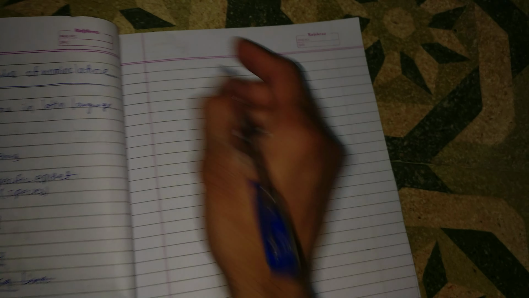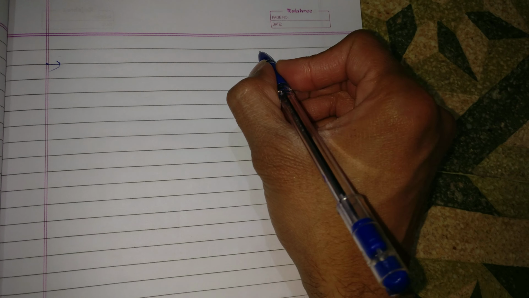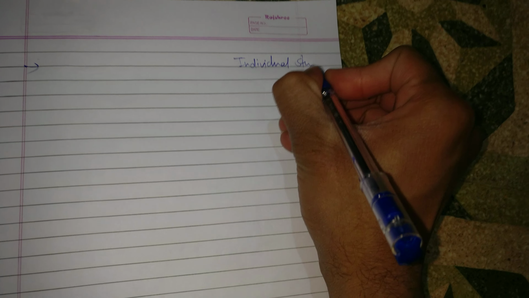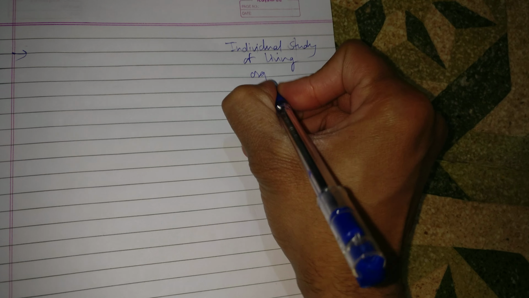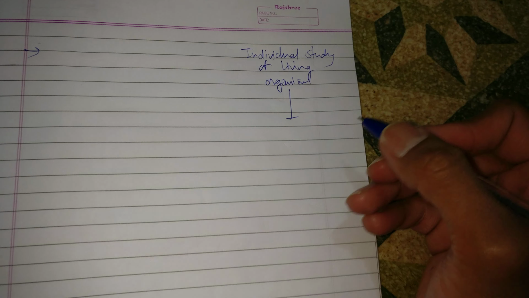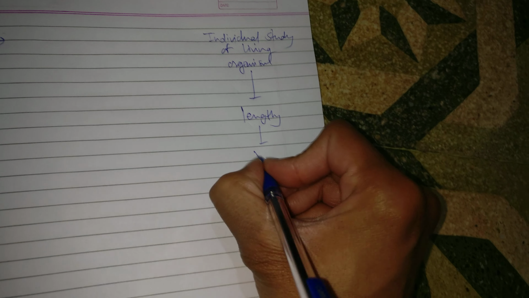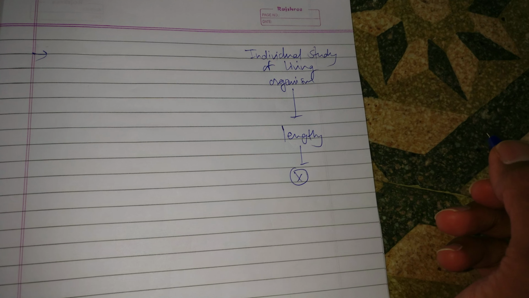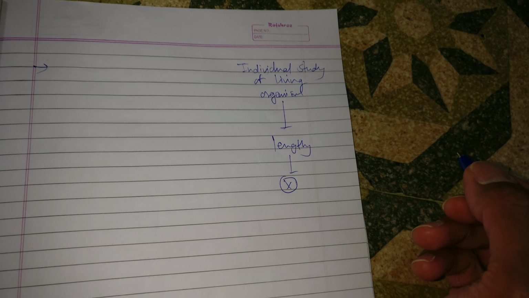After that we're talking about the next point, which is related to classification. If we do an individual study of every living organism, it becomes very lengthy and is nearly impossible, because as we know there are 1.7 to 1.8 million species in this world, and there is a big biodiversity.